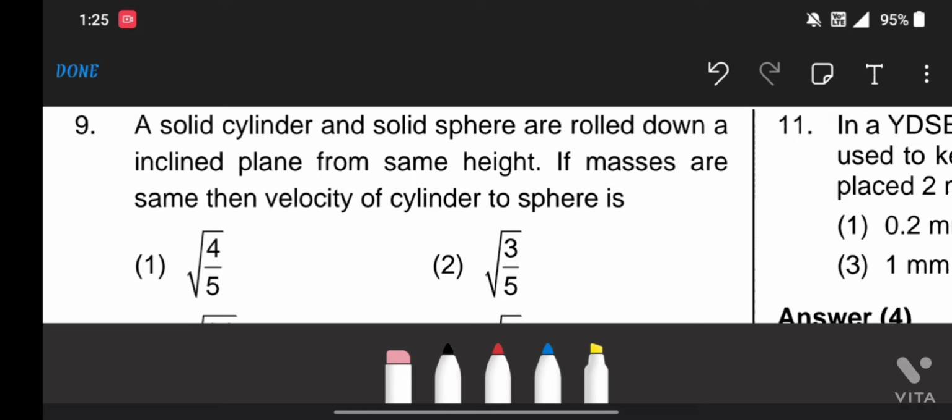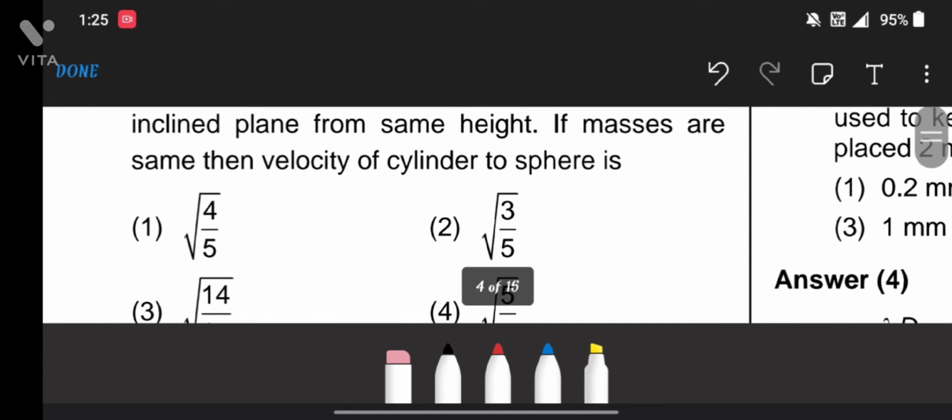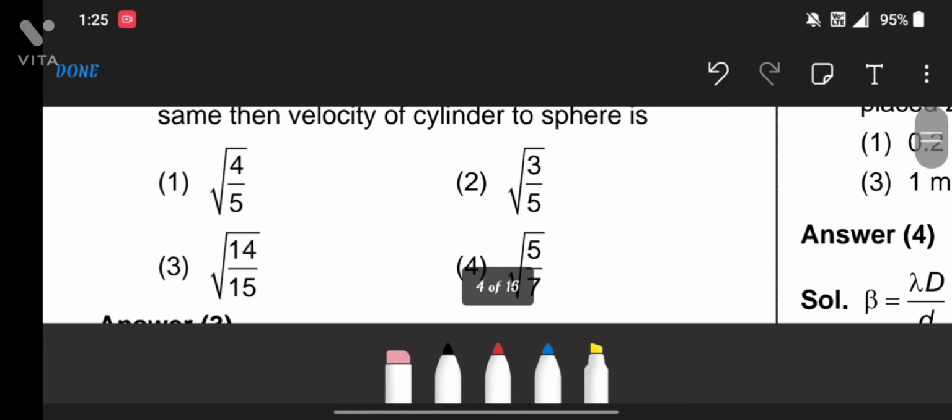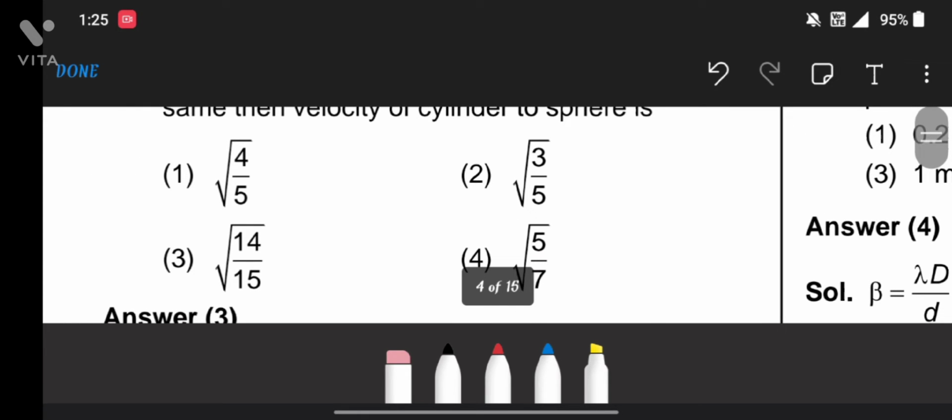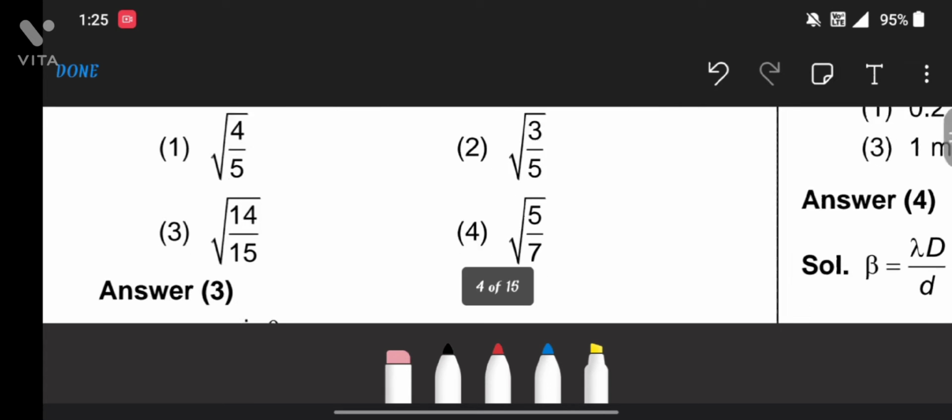Like if it is 5 feet, the solid cylinder is rolled from 5 feet and the solid sphere is also rolled from 5 feet. Okay, if the masses are the same, then what will be the velocity of cylinder to sphere? The options given are root 4 by 5, root 3 by 5, sorry, root 14 by 15, root 5 by 7.